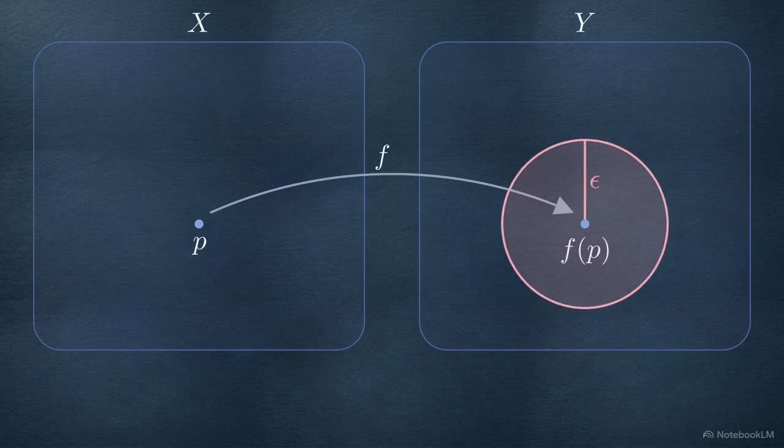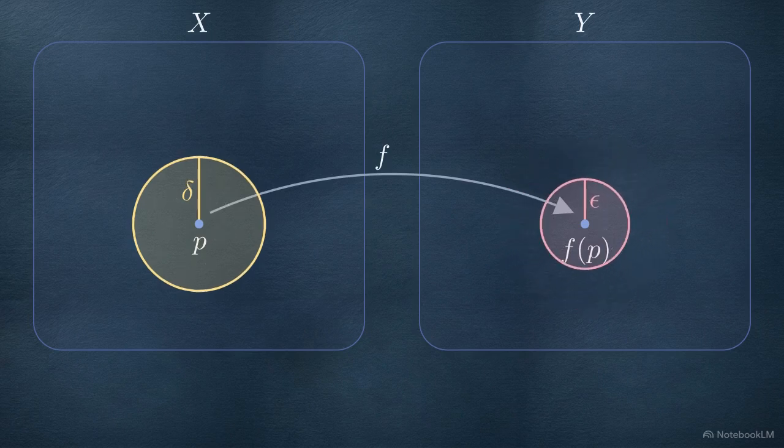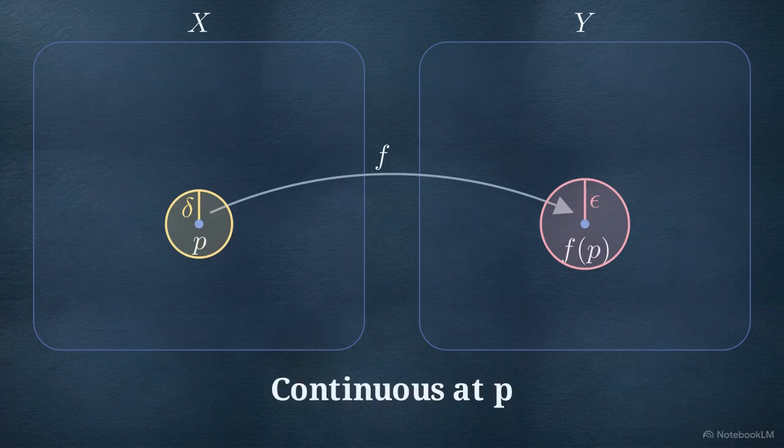First, we set a strict error tolerance around our target value in y. We call this the epsilon bubble. To prove continuity, we have to find a specific starting boundary around P in x, the delta bubble. The rule is strict. Every single point inside that delta bubble must map entirely within our chosen epsilon bubble. If we can guarantee that precise landing zone for any epsilon we choose, the function is continuous at P.